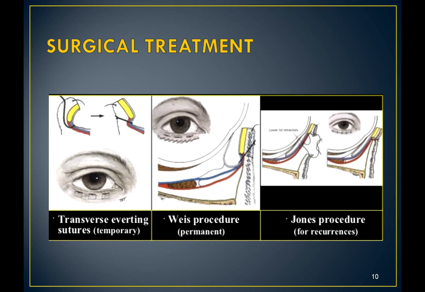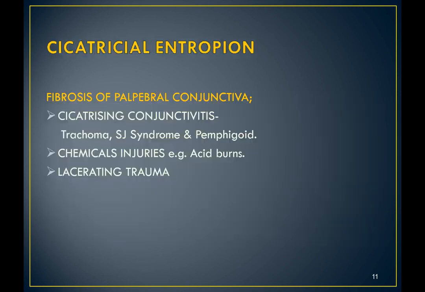So there are three procedures to be remembered. Temporary one is transverse lid everting sutures. Then regular procedure is Weiss procedure. And even if recurrence develops in one odd case, then Jones procedure. This is a treatment of senile entropion. Now see the next slide. In this picture, it is number 11.